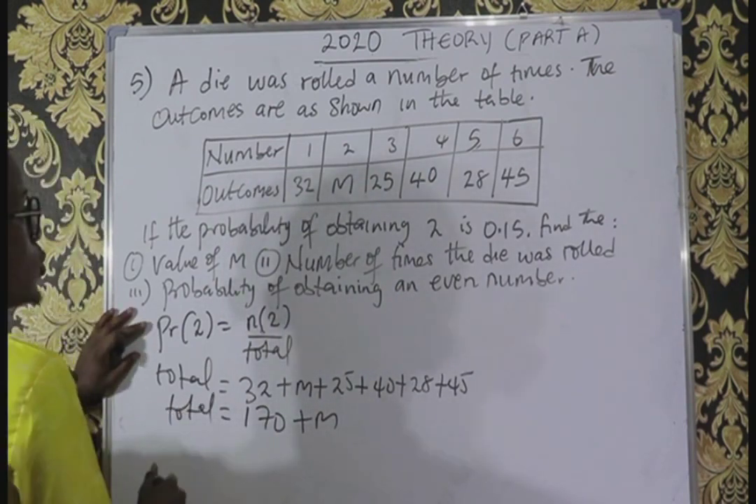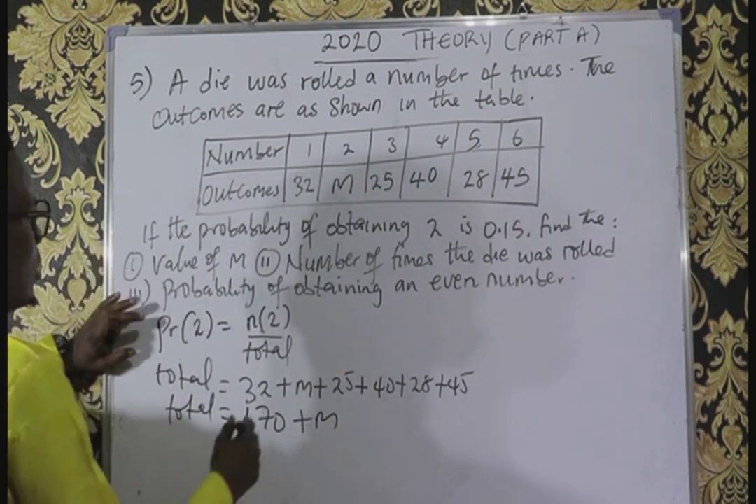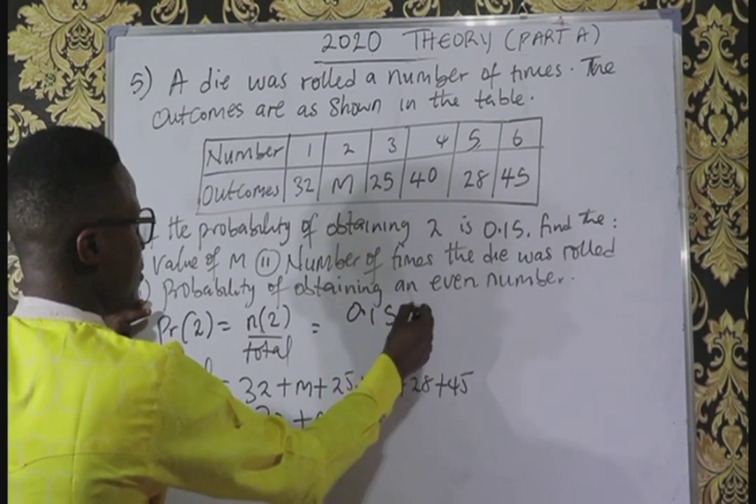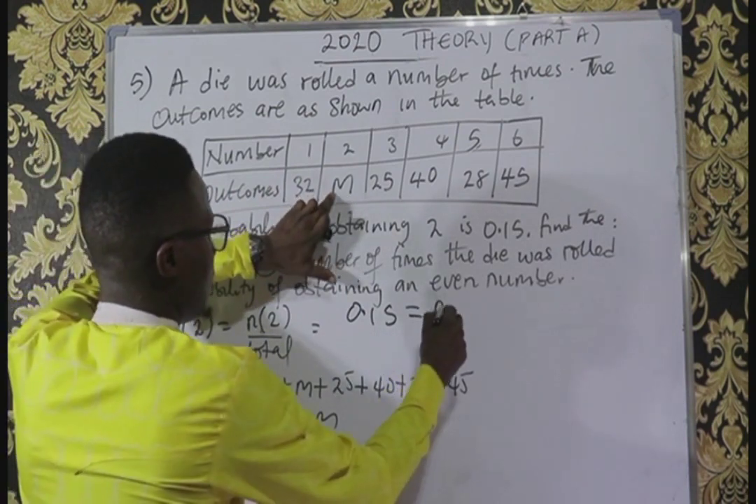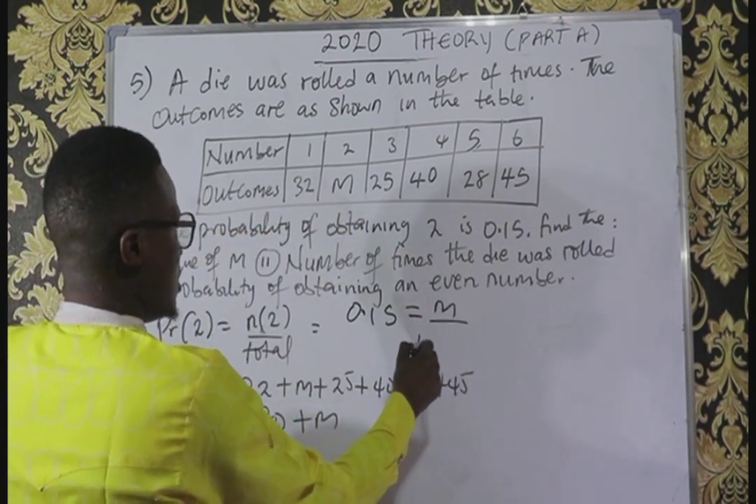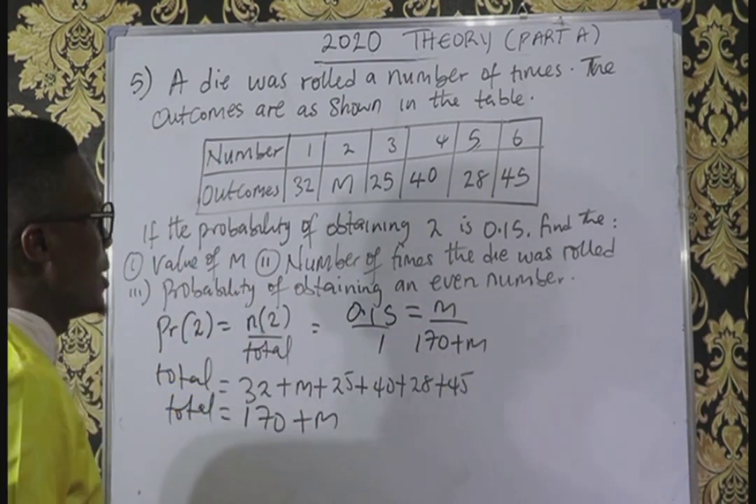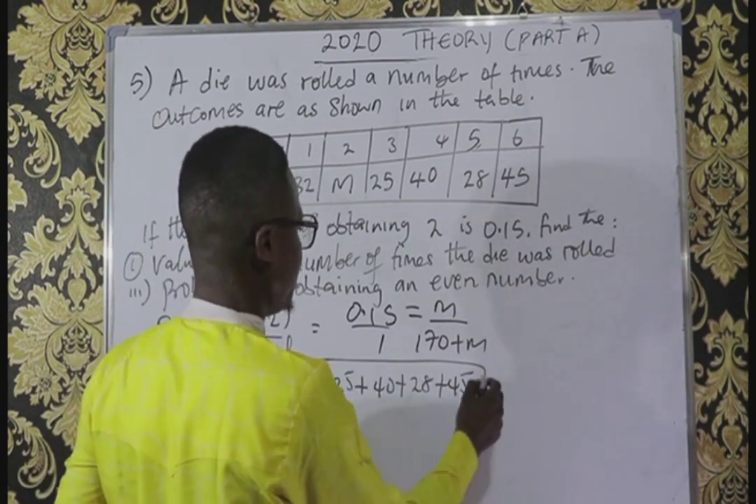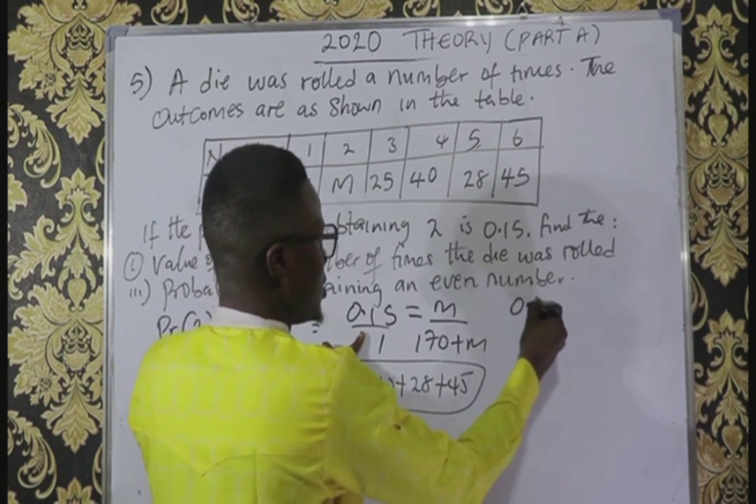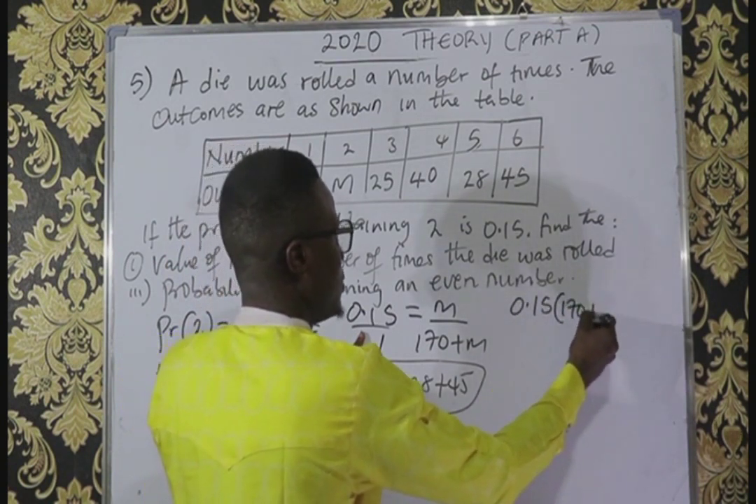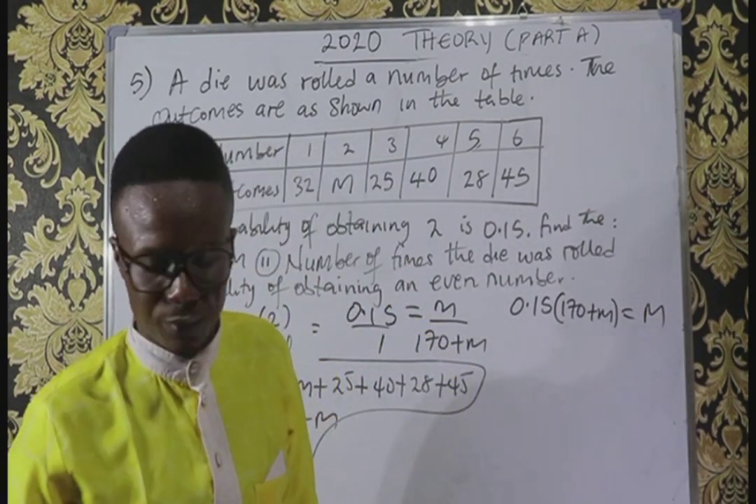Therefore, probability of a 2, we are told that the probability of that 2 is 0.15. Hence, under probability of 2, I'll write 0.15 equals number of 2. How many 2 do we have here? 2 is m over total, which is 170 plus m. So from here you can cross multiply. When you cross multiply, you will see that 0.15 will be timesing 170 plus m equals 1 times m, which will still give us m.